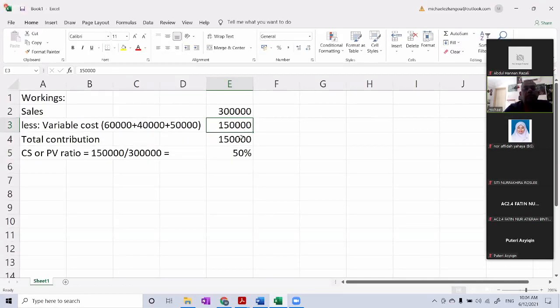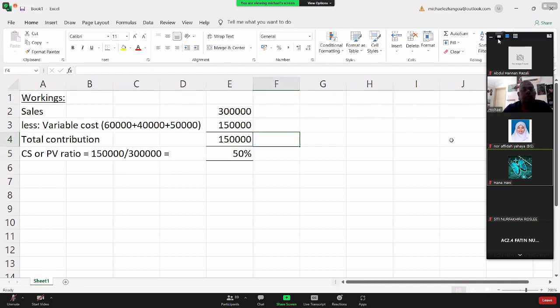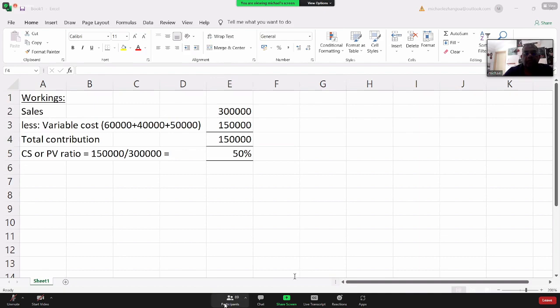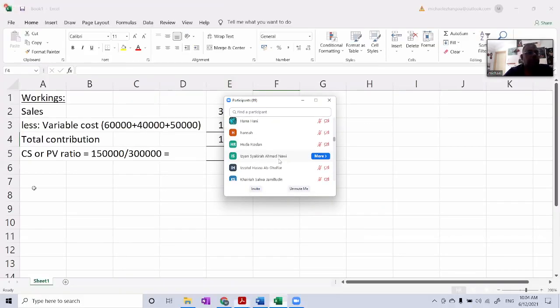Can you follow? Right. So here we have workings. Now the first one, break-even point and margin of safety. Part 1.